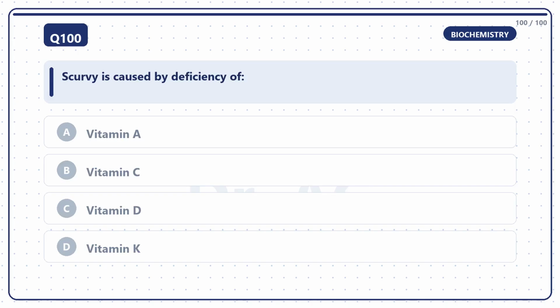Collagen. Question 100. Scurvy is caused by deficiency of option A. Vitamin A, option B. Vitamin C, option C. Vitamin D, option D. Vitamin K.